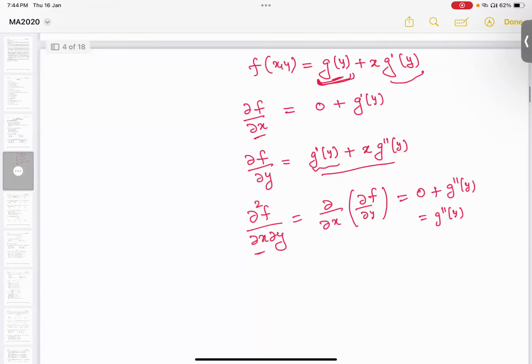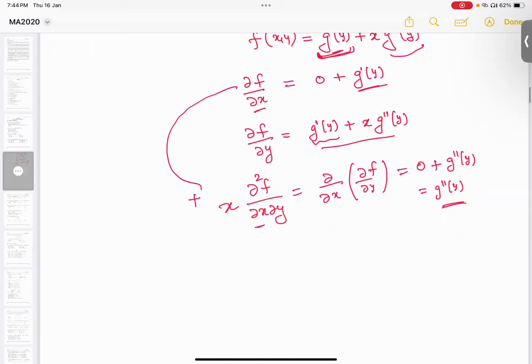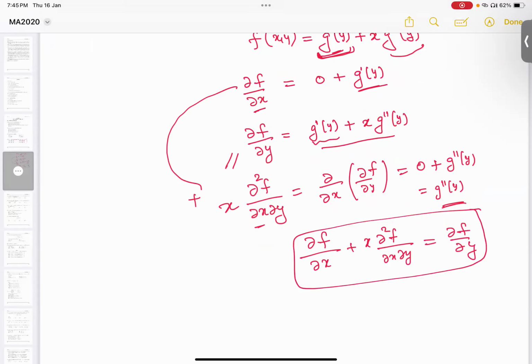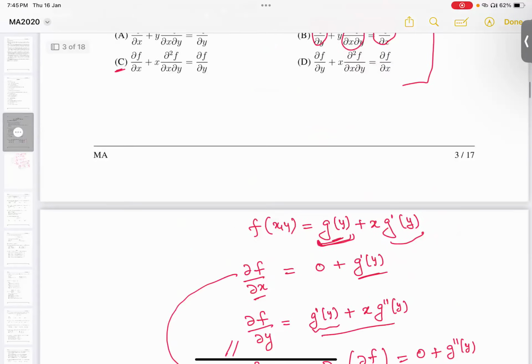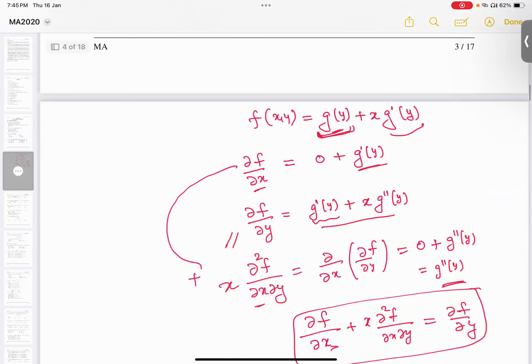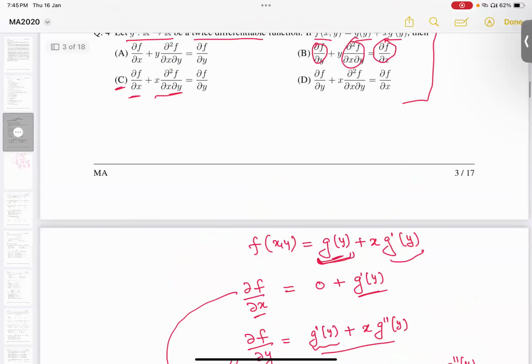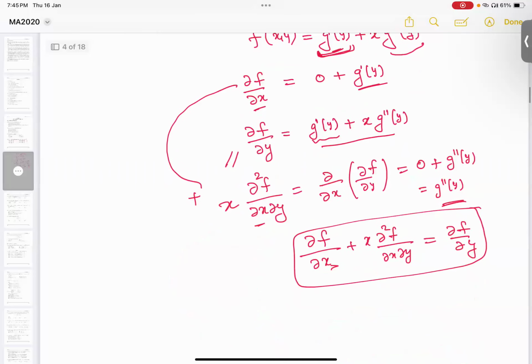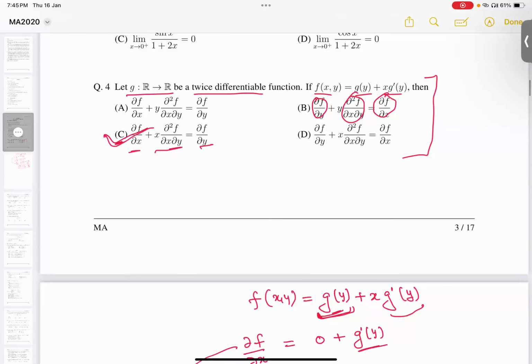So if you observe, if you add this quantity and this quantity multiplied by x, you will get this part. So in total, the answer will be del f upon del x plus x del square f upon del x del y equals del f upon del y. So this will be our answer. In the C part, del f upon del x plus x del square f upon del x del y is equal to del f upon del y. So the C part is correct.